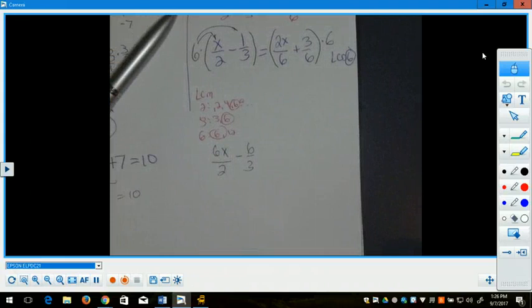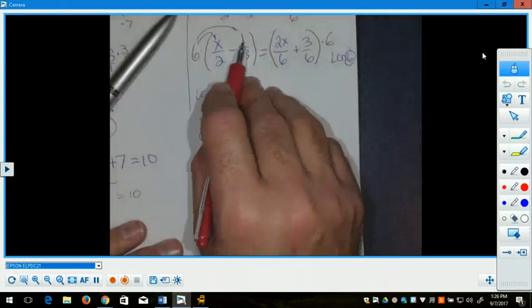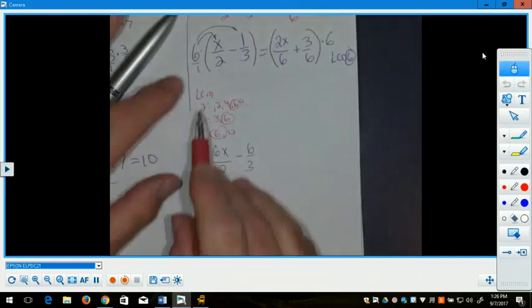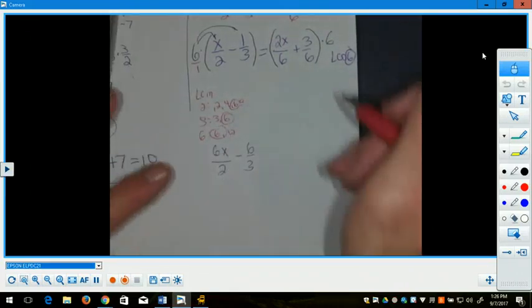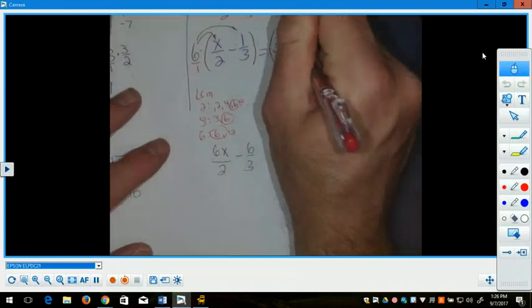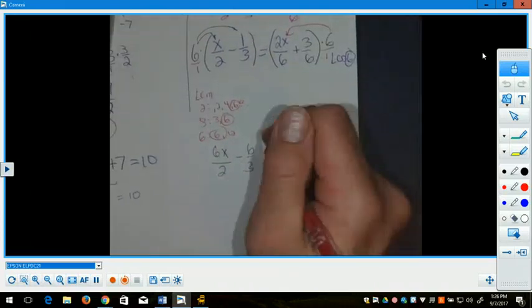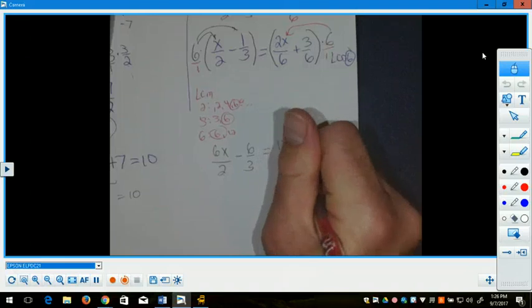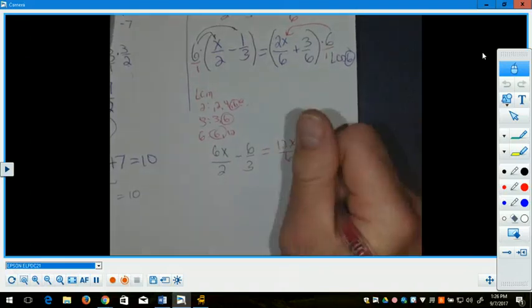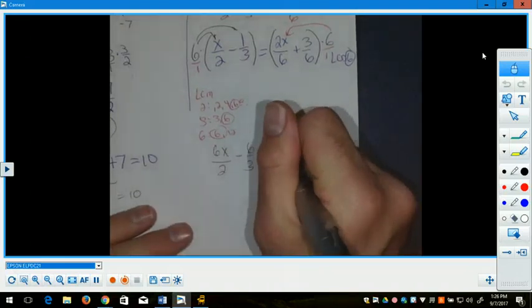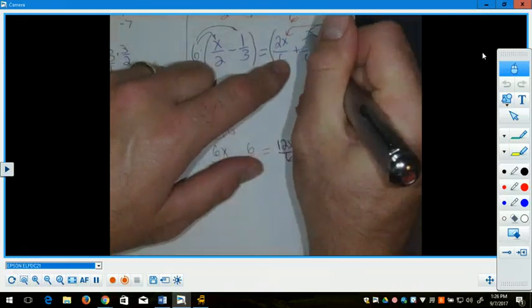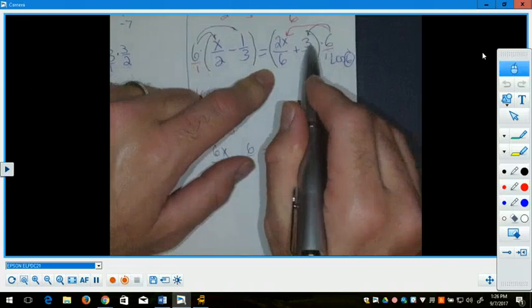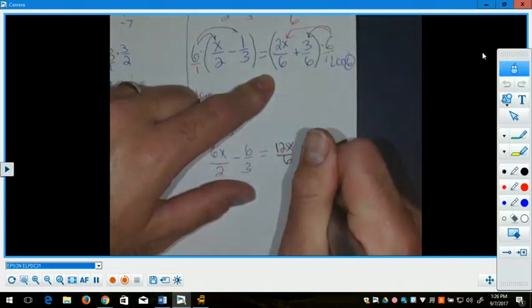Now, some people reduce it as they go, but a lot of you found it easier just to distribute it to the numerator, because this is 6 over 1. So 1 times 2 is 2, 1 times 3 is 3 for the denominator still. And over here, same thing. 6 over 1 times 2x over 6 gives you 12x over 6. And 6 over 1 times 3 over 6. 6 times 3 is 18. 1 times 6 is 6.